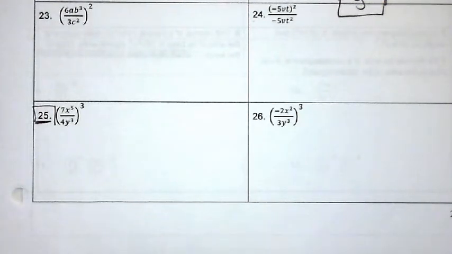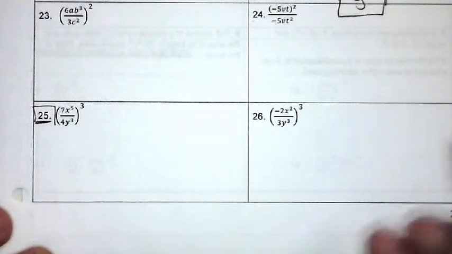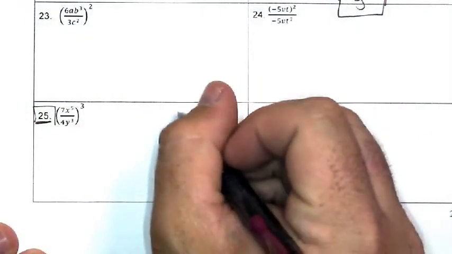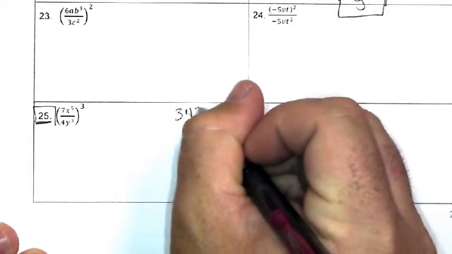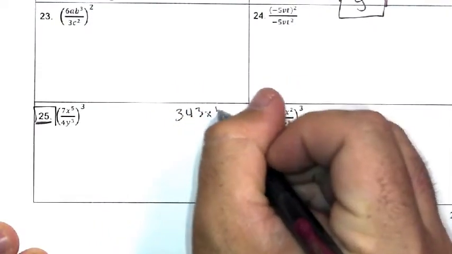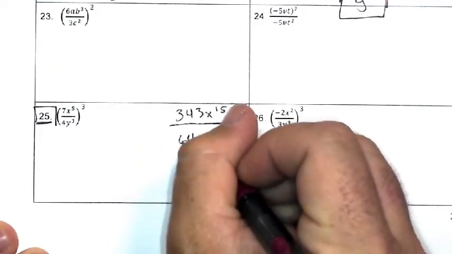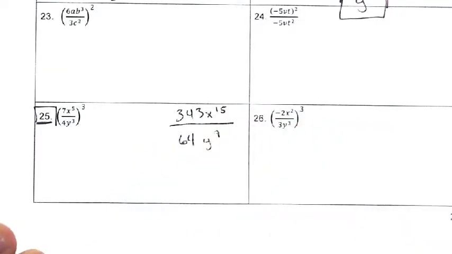All right, so for the video, people, this is what Issa has: 343 x to the power of 15 over 64 y to the power of 9. Thumbs up if you agree. Thumbs down if you disagree. I agree. It is correct.